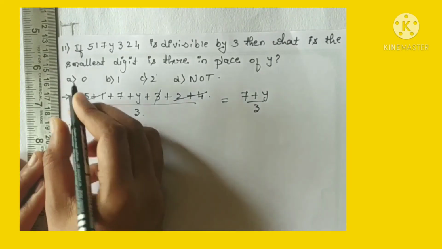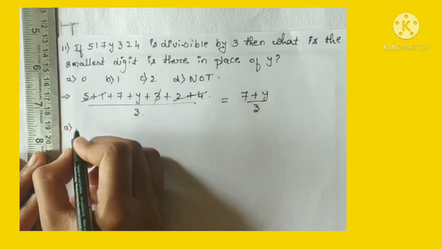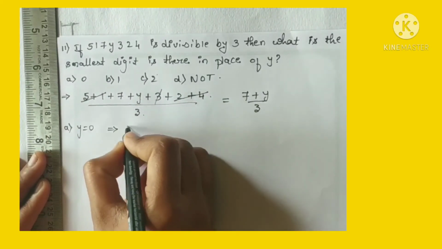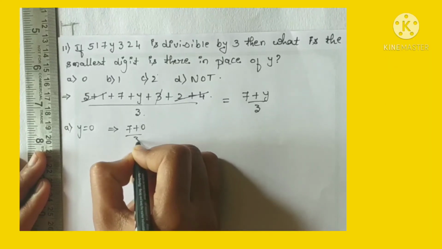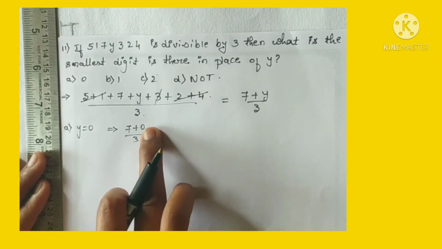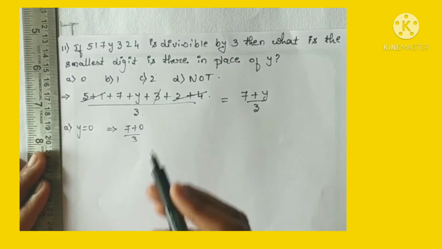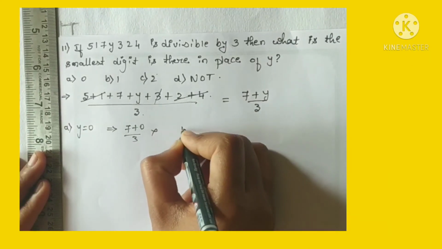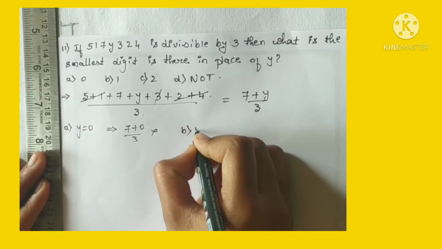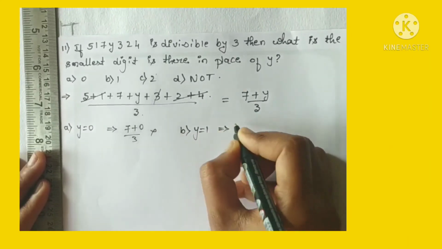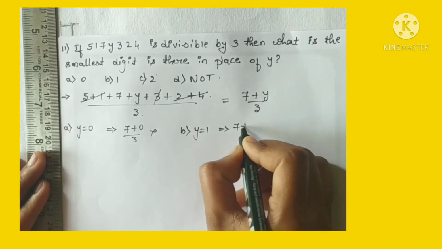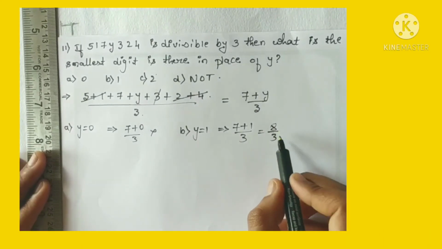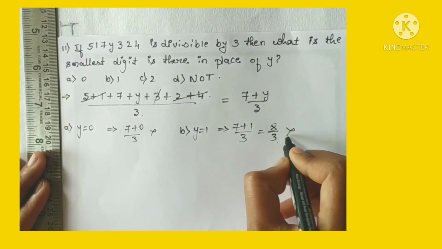Now I put the options in place of y. I take option A, y is equal to 0, which gives 7 plus 0. 7 is not divisible by 3, so it is not the correct option. Then I go for option B, y is equal to 1, which gives 7 plus 1, that is 8. This is also not divisible, so this is also a wrong option.